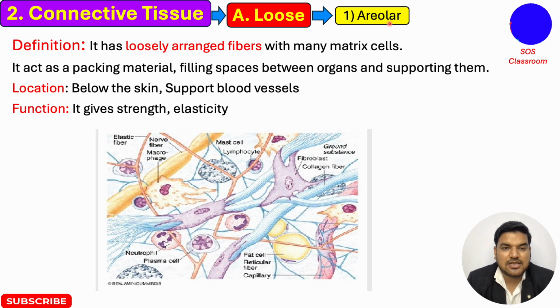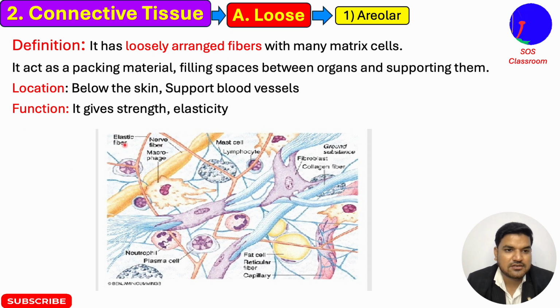First of all, discuss the areolar connective tissue. Areolar connective tissue has loosely arranged fibers in the extracellular matrix. You can see these are the different types of connective tissue cells and different types of fibers arranged loosely in the extracellular matrix. It acts as a packing material, filling spaces between organs and supporting them, and is present below the skin, supporting the blood vessels. What is the function? It gives strength and elasticity.